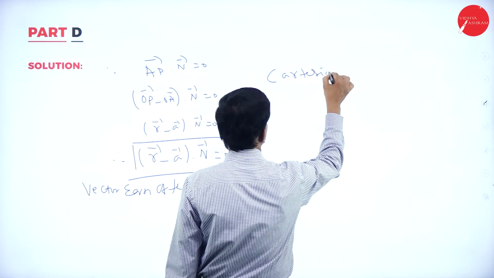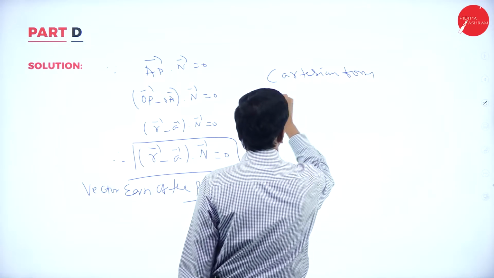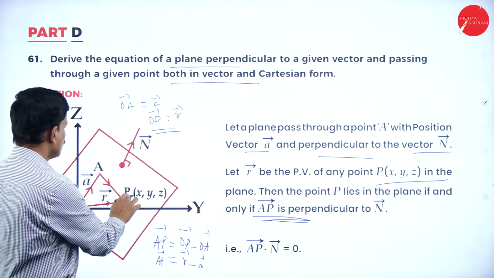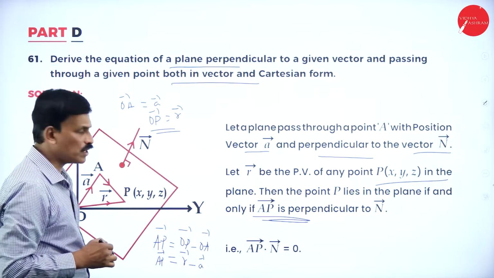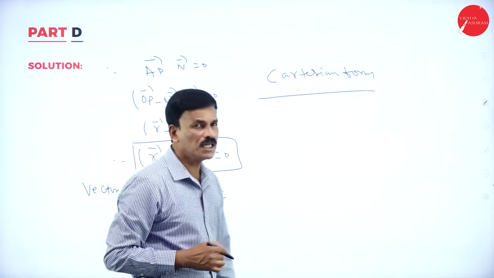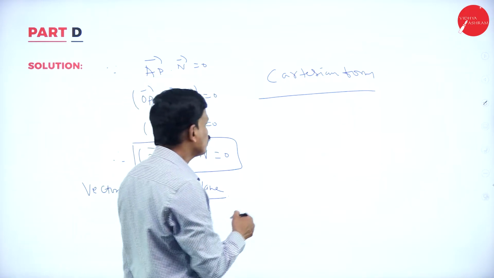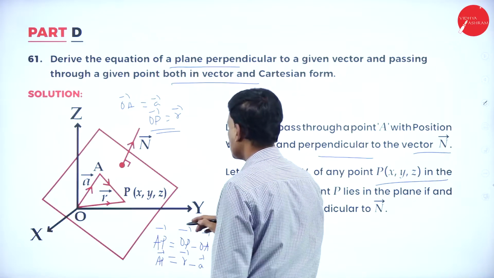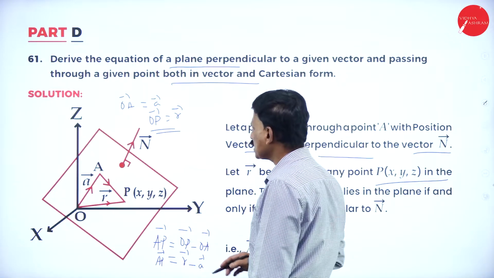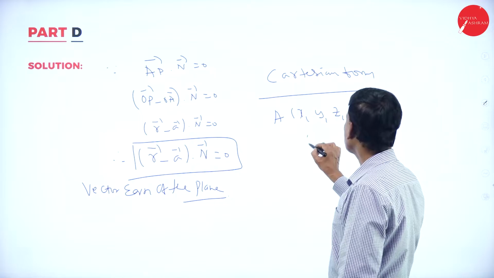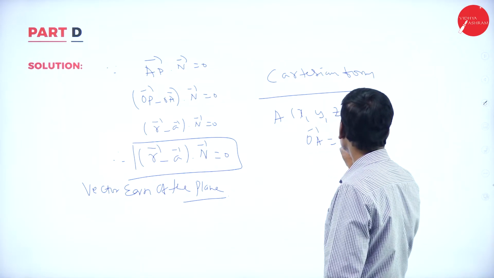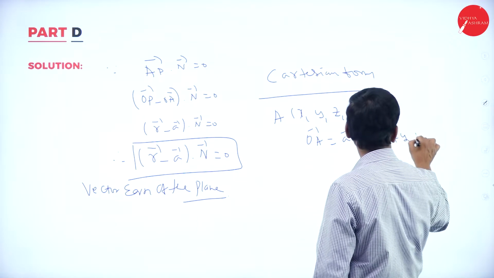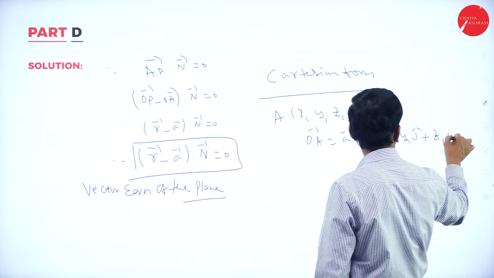Second, Cartesian form. Now what is the Cartesian form? Since the plane passes through the point A and P is any point, write down here: since the plane passes through the point A (x1, y1, z1), whose position vector OA is vector a, equal to x1 i plus y1 j plus z1 k.